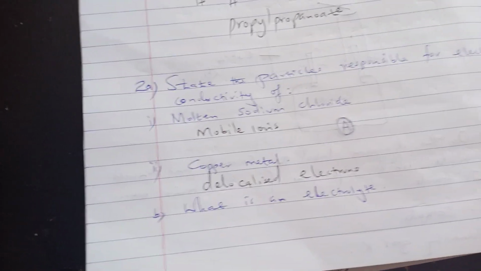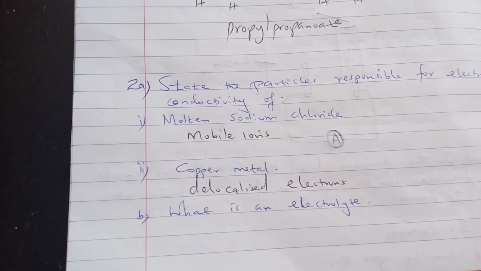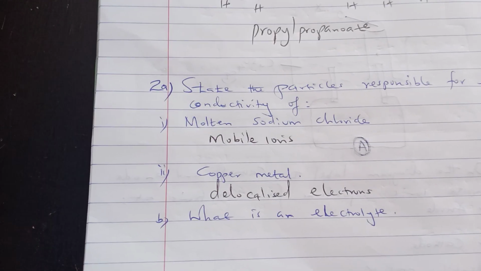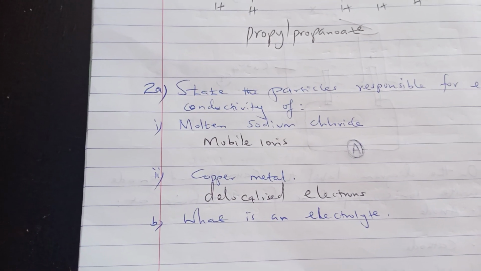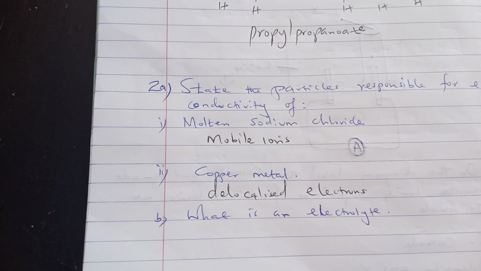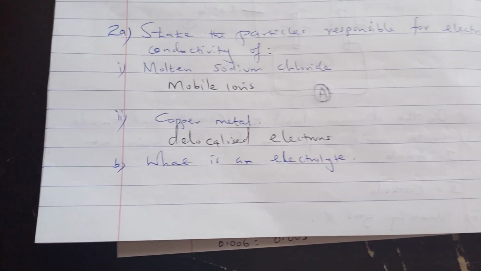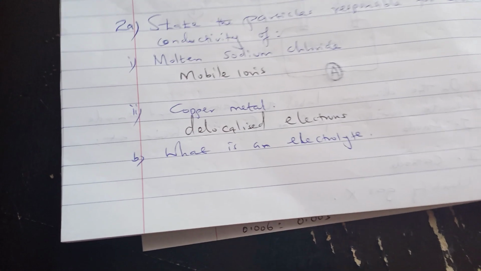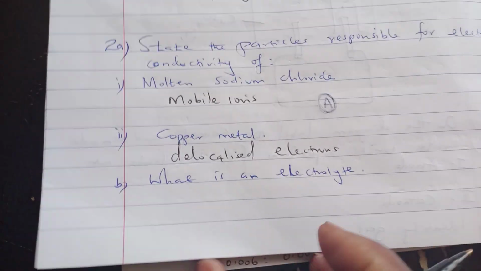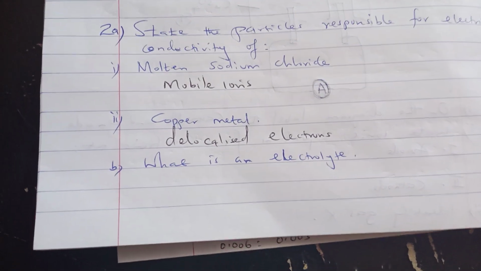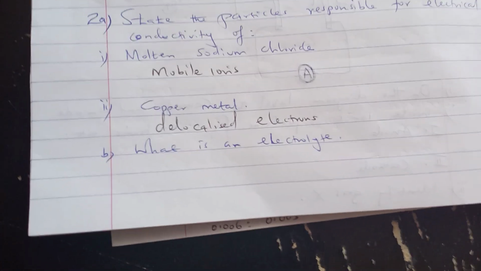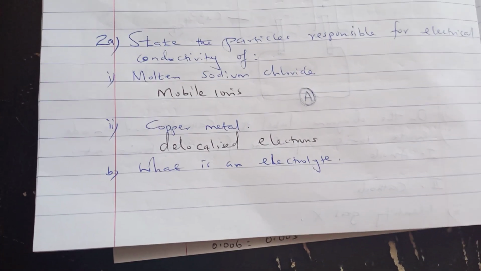electrons. So the presence of delocalized electrons is what makes metals like copper good conductors of electricity. And then the next question says, what is an electrolyte? Which is our form 2 question. You did it in the effect of electric current on substances, and we said an electrolyte is what?